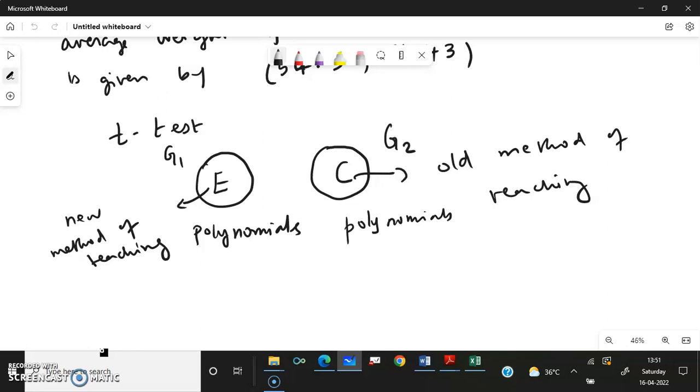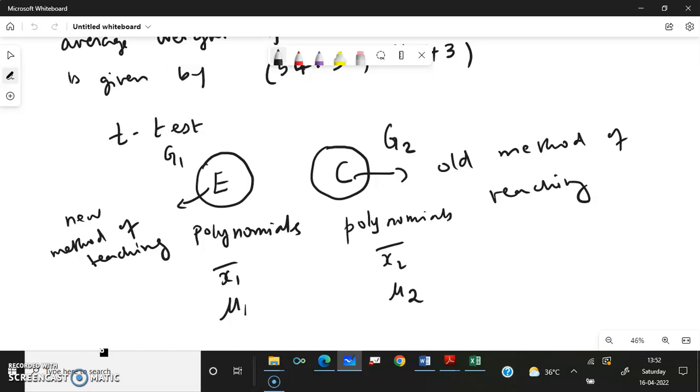At the end of 1 month, the test is given to G1 and G2. So their average mark is calculated. Suppose their average mark is x1 bar and this average mark is x2 bar. Again, we are talking about the population. This is the sample mean and this is also a sample mean. But its population mean is mu1 and this population mean is mu2.